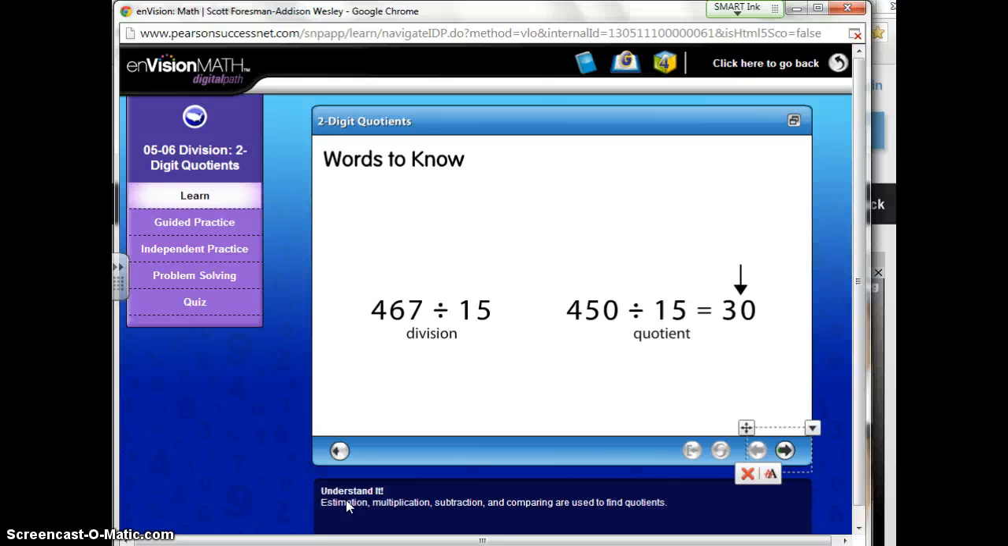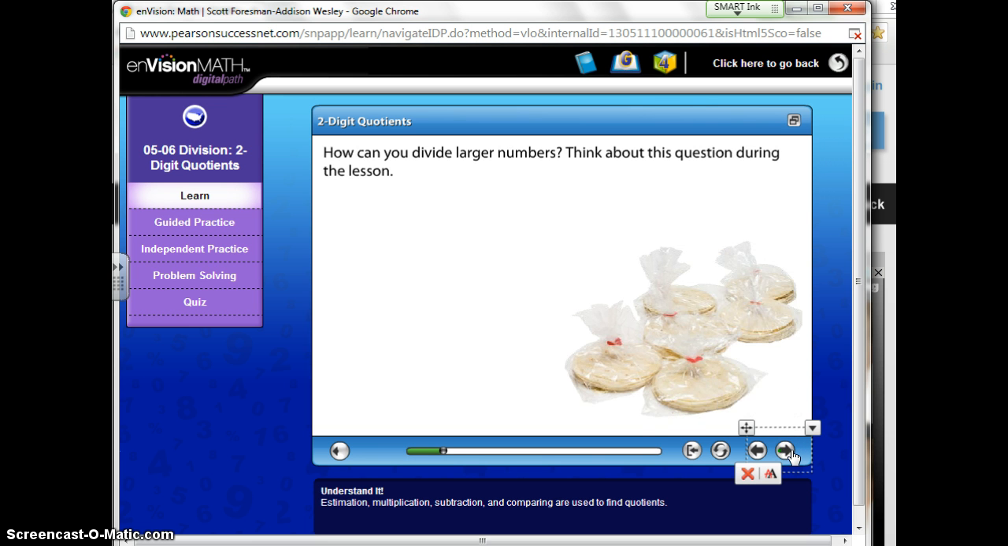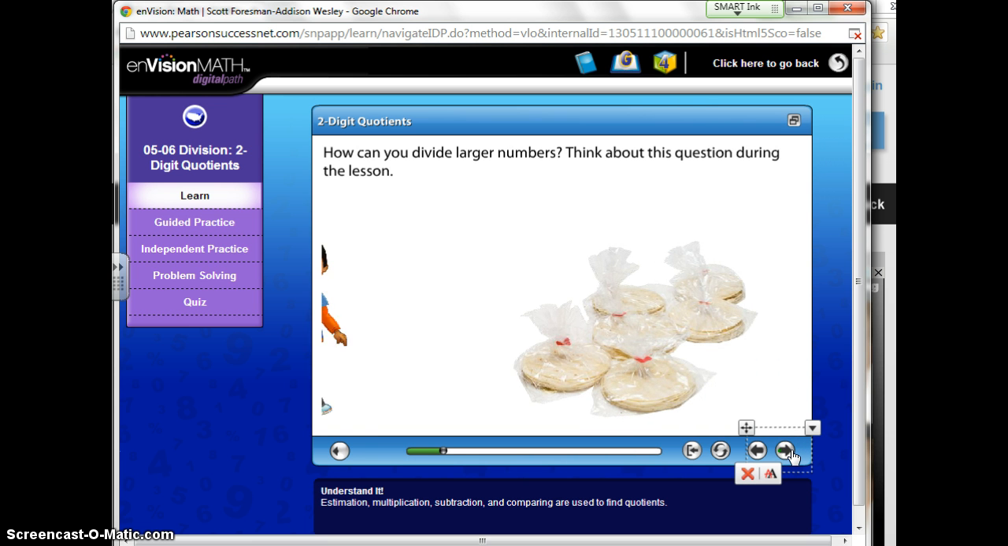Right, today's lesson is on two-digit quotients. That means in our answer today, quotient means answer, you're going to have 2 digits plus a remainder. So at least 2 digits plus a remainder. Can you divide large numbers? How do we do this?